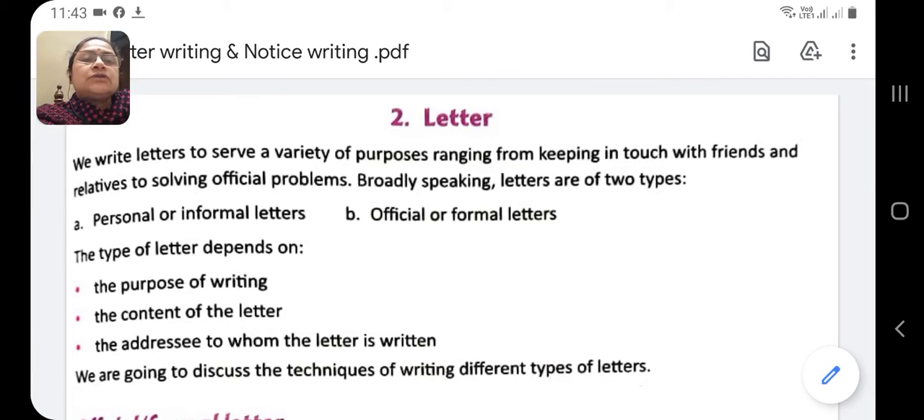Hello students, today in this video I'm going to tell you how to write a letter. We write two types of letter, formal and informal. What is a formal letter? Official letters are called formal letters. And what is an informal letter? Our personal letters, the letters that we write to our family members, friends, etc., are known as informal letters.